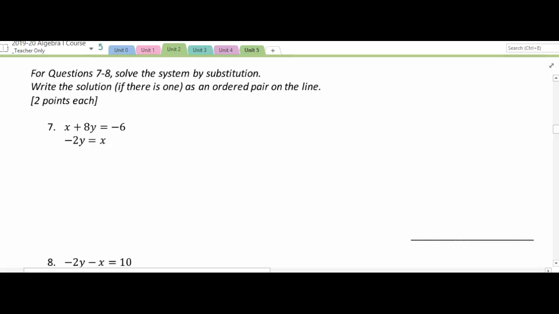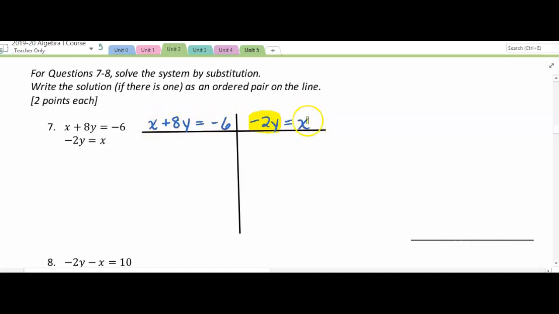Now we're going to solve with a method called substitution. To solve with substitution, just like when you have a substitute teacher, you need to take out one value and substitute another value. I prefer to do it with a chart. x plus 8y equals negative 6. Negative 2y equals x. Notice x equals negative 2y. x is the only variable all by itself on one side of the equation. So I'm going to take this and put it in for x in my original equation.